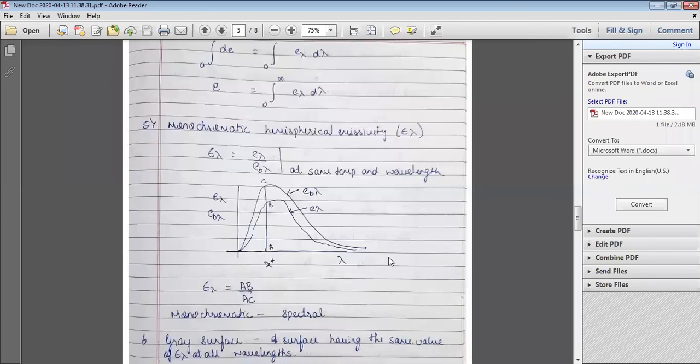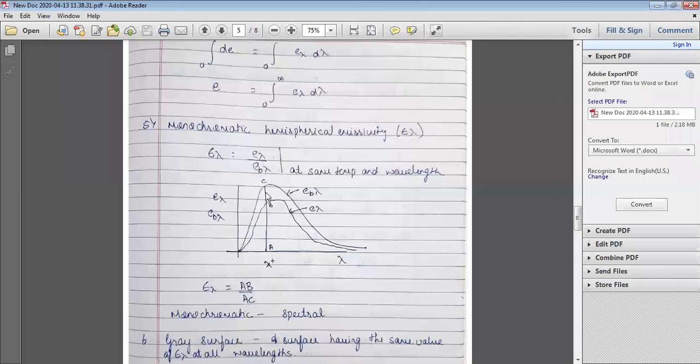Say for example, if I draw E lambda and EB lambda on the y-axis, and the wavelength on the x-axis, and I plot a graph, obviously because EB lambda is for the black surface, it will have the maximum emissive power, sorry, not the emissivity, maximum emissive power when compared to E lambda. So EB lambda will have a higher graph when compared to E lambda.